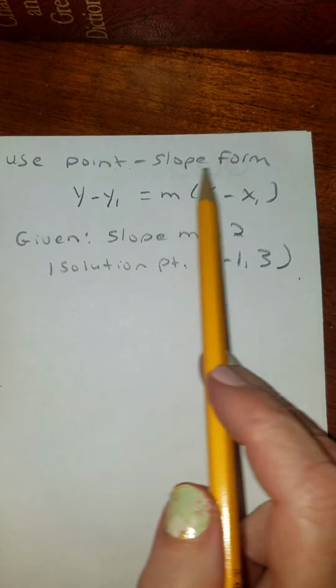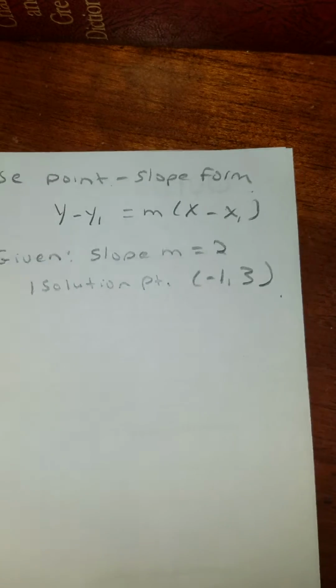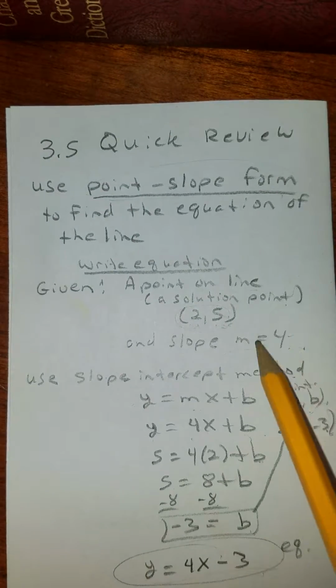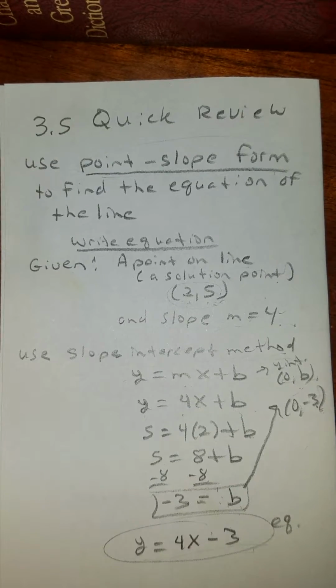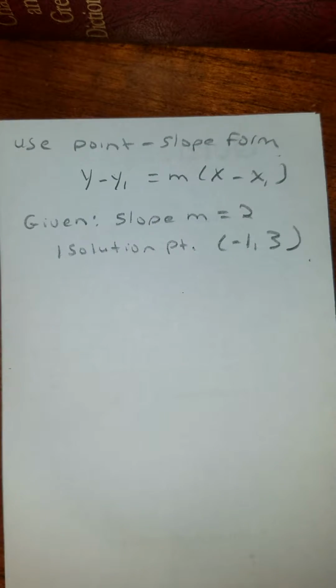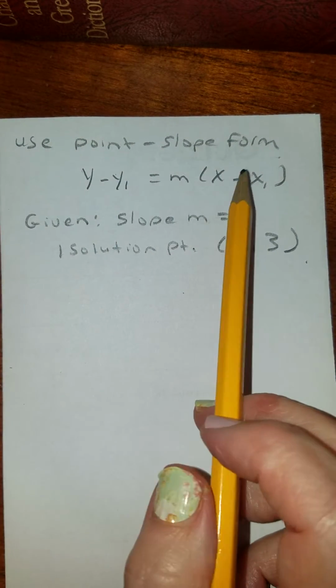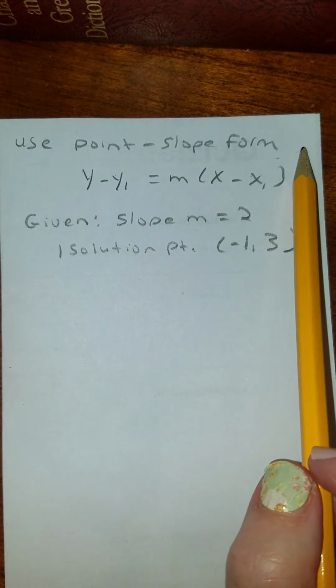Here it says use the point slope form. Now normally, if they just say write an equation and give you this information, this is probably the easiest and fastest way to get the equation. But if the book tells you to use something specifically, then you need to use that. So in this particular example, they're saying use the point slope form.